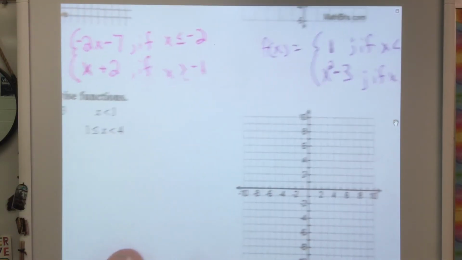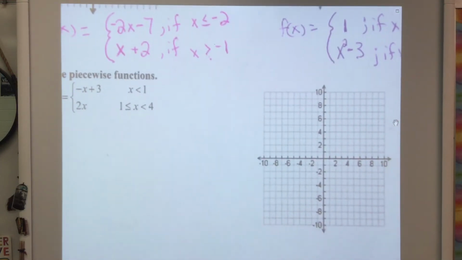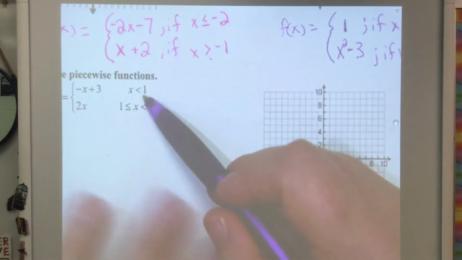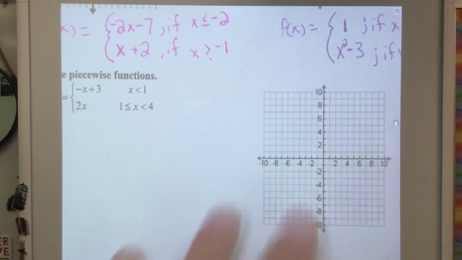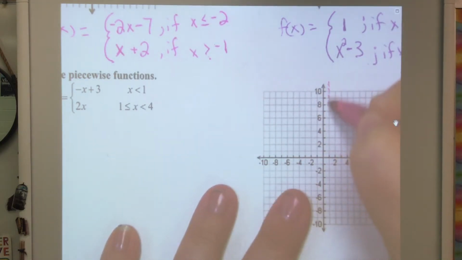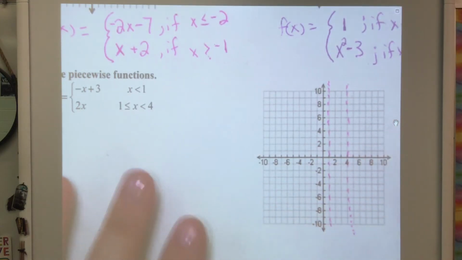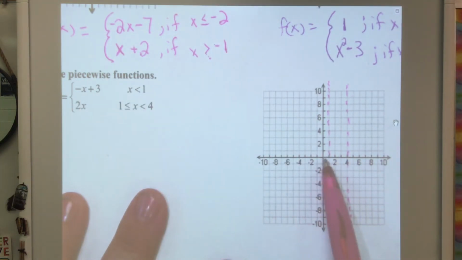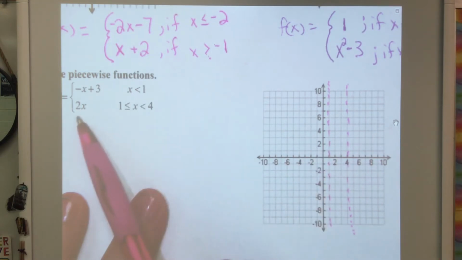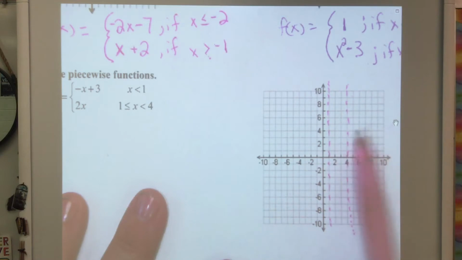Okay, so this one, I'll make it just a tad smaller too to make sure it's all in there. So we have between 1 and 4. And so 1 is about right here. 4 is about right here. And I'm just making some imaginary lines. And so this line here is less than 1, so it'd be in this area. The 2x would be in between 1 and 4 in this area, and then we don't have anything in this area.